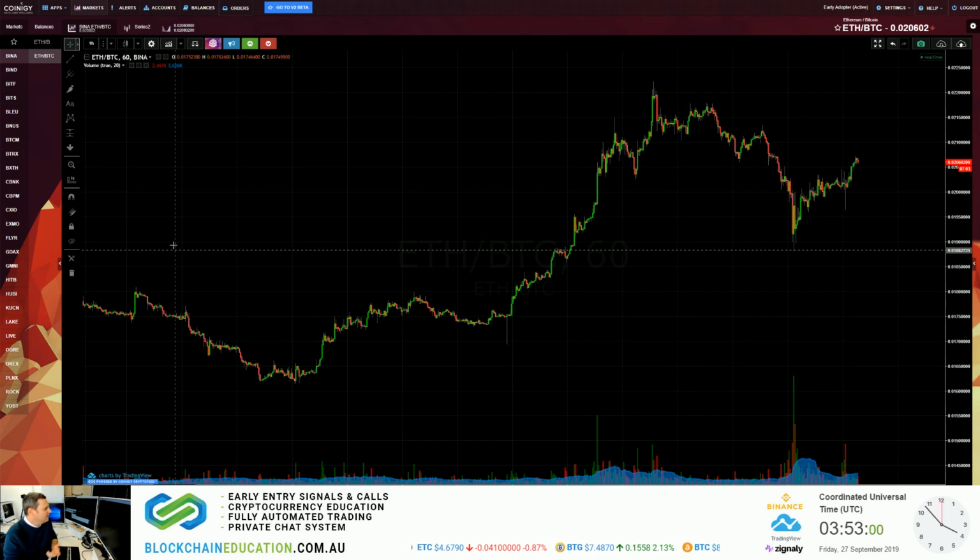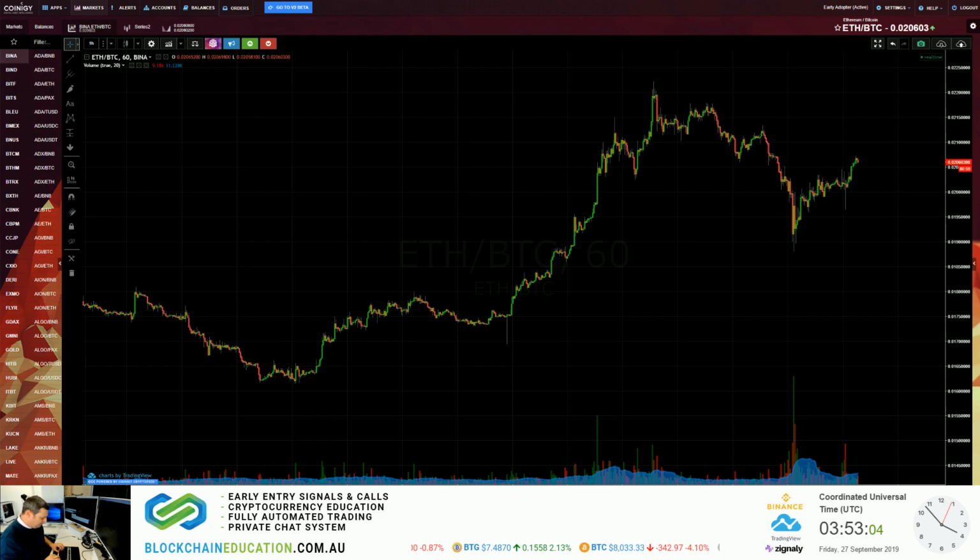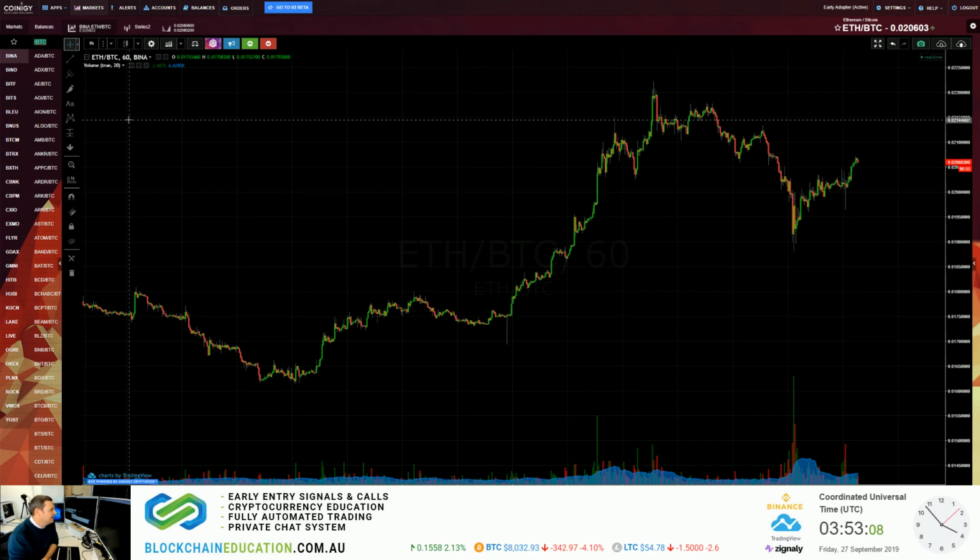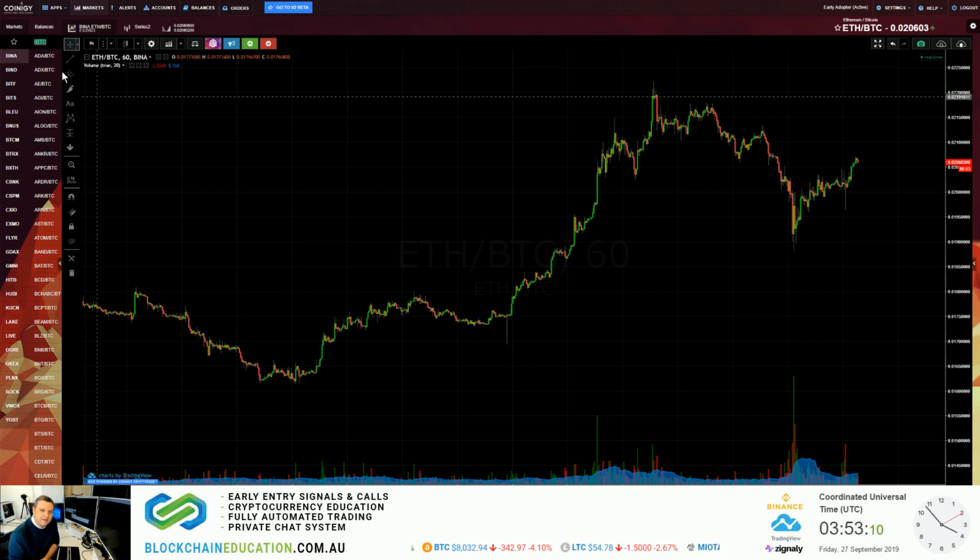One of the cool things about Coinigy is that you can type in /BTC over here. What that's going to do is show you all of the Bitcoin pairs, and then you can choose which particular exchange you want on the left. I'm just going to go with Binance, and I'm just going to click the very first one. In this case, it's ADA/Bitcoin.